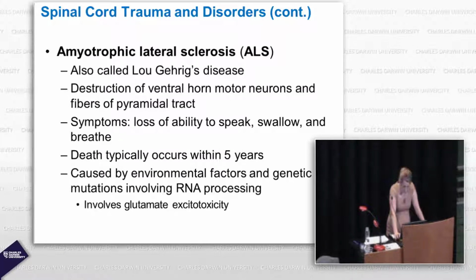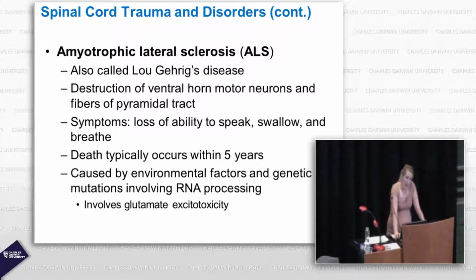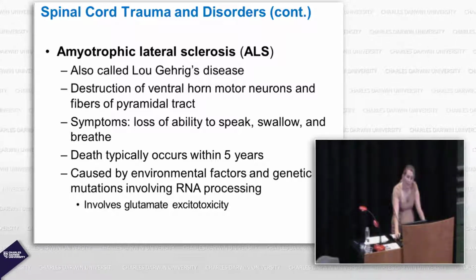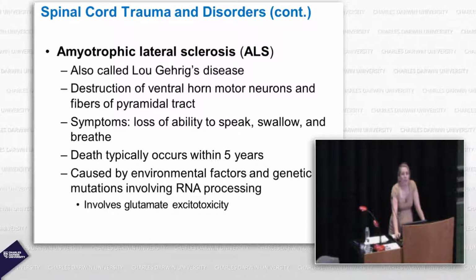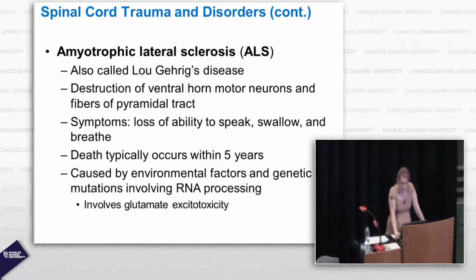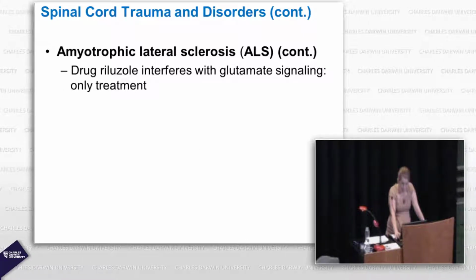And finally, we've got Lou Gehrig's disease, which is destruction of the ventral horn and the fibers of the pyramidal tract. We will be looking at those in the pyramidal tract in our neuronal pathways in the next section. The symptoms of Lou Gehrig's are loss of ability to speak, swallow, and breathe. You can see death typically occurs within 5 years. The only treatment for this is the use of the drug riluzole, and this interferes with the glutamate signaling.